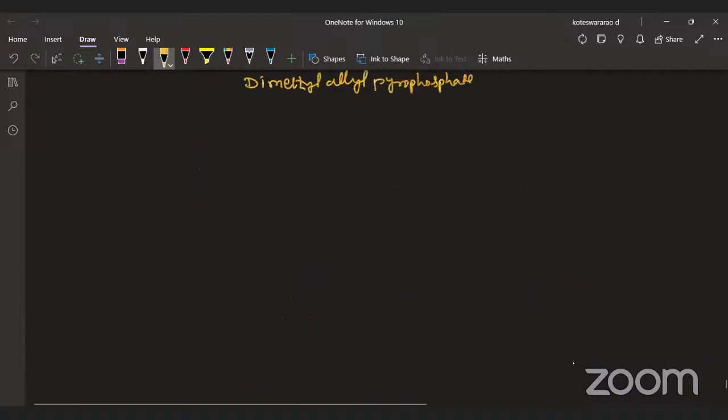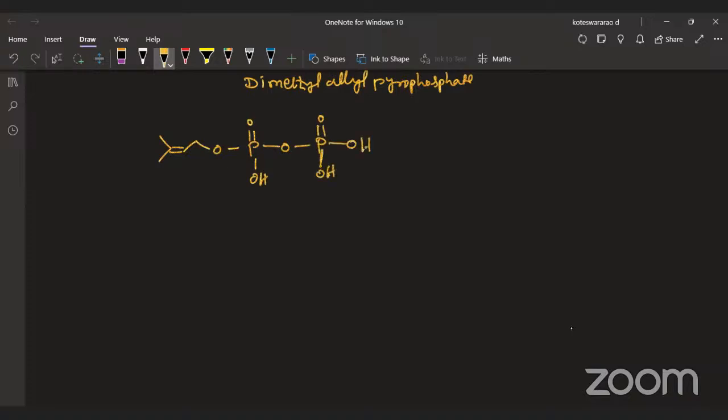The two molecules of this pyrophosphate, dimethyl allyl pyrophosphate, and another molecule of pyrophosphate. That is, the first one is the isomerized product. The second one is the non-isomerized product.